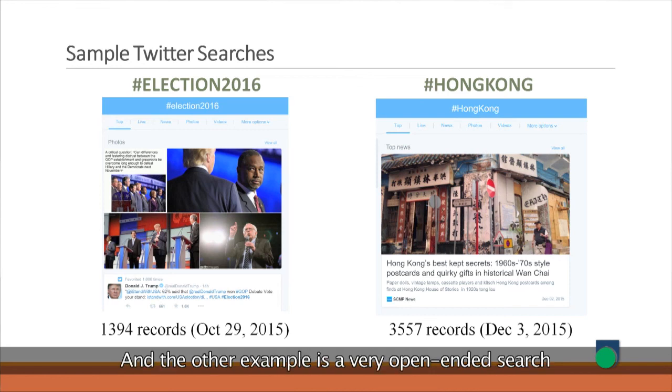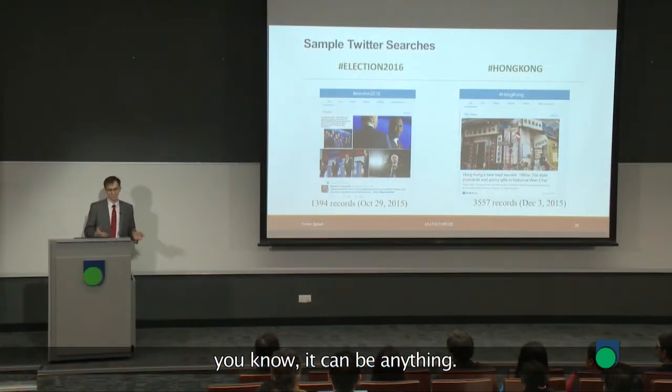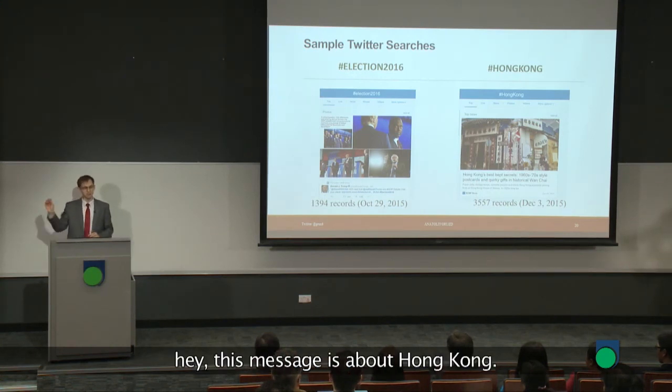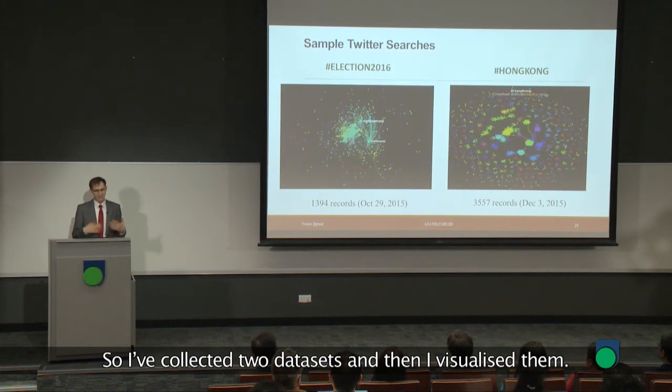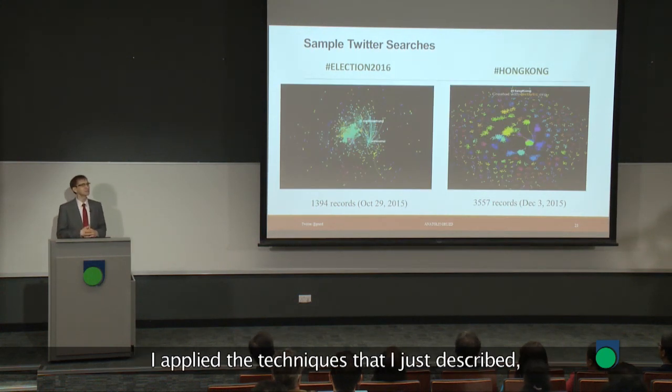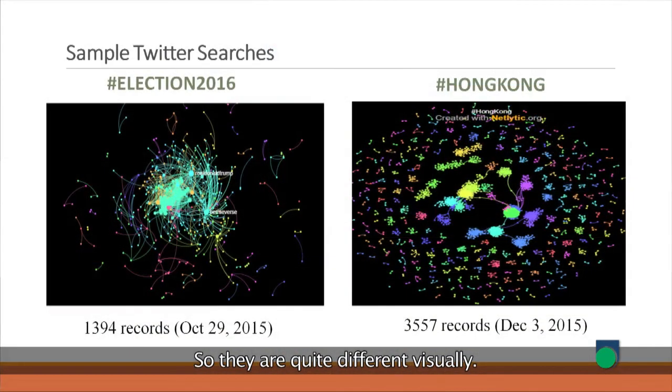And the other example is a very open-ended search that I've conducted. I said, can I find all the messages that mention Hong Kong? You know, it can be anything, as long as people say, hey, this message is about Hong Kong. So I've collected two data sets, and then I visualized them. I applied the technique that I just described, and I received these two network pictures. So they're quite different visually. Let's just look at them and try to figure out what's happening and why they're different.